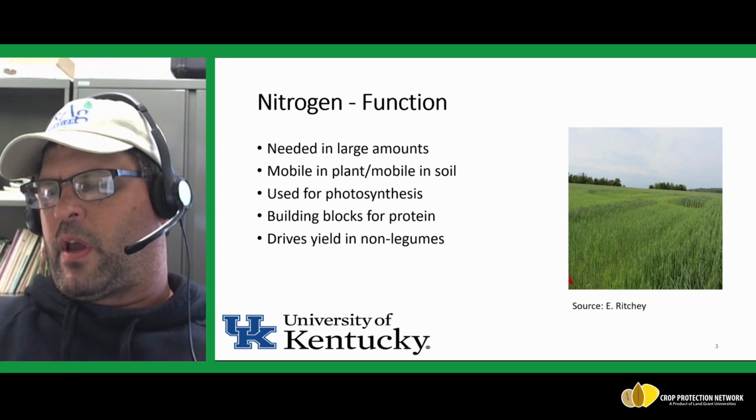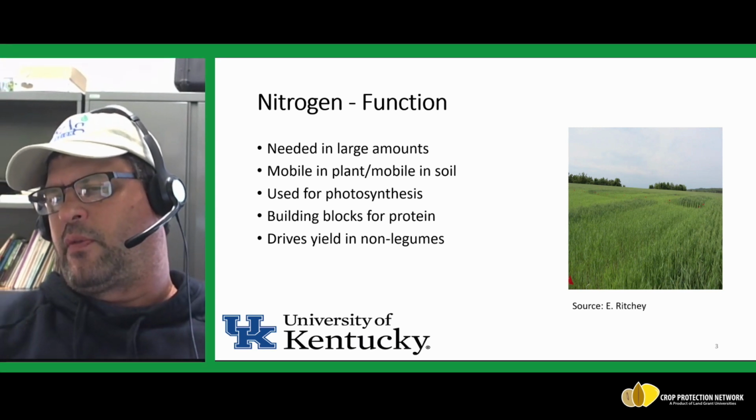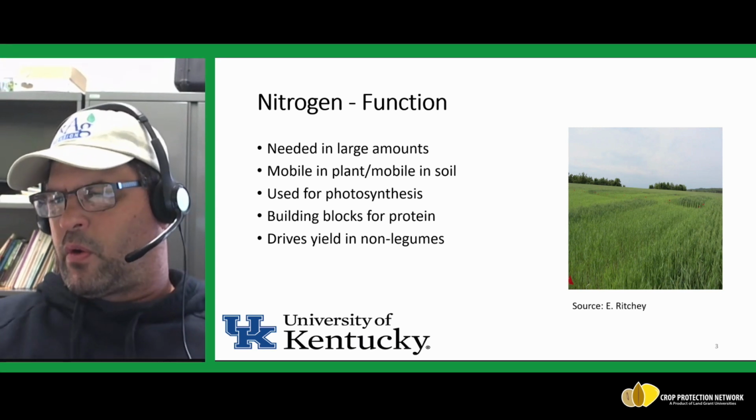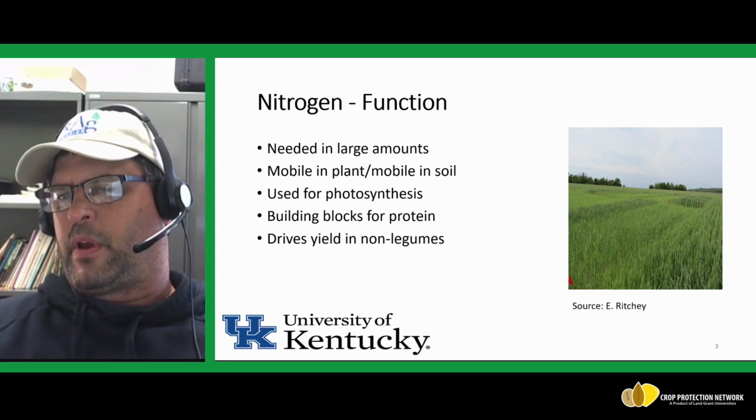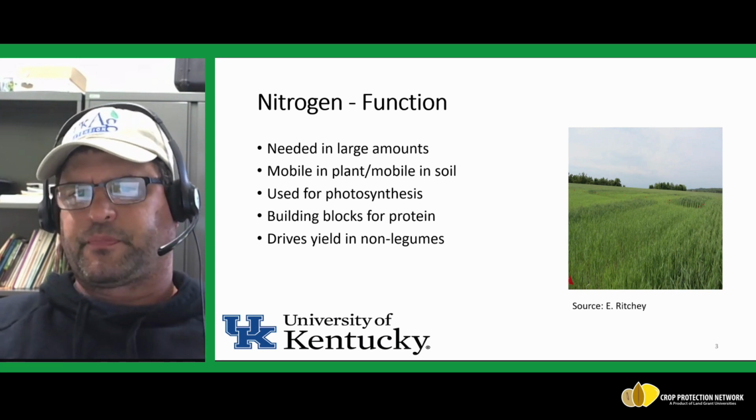You can look to the right. We have a wheat field with varying levels of nitrogen. Goes from dark green and tall to short and almost yellow, real pale. And that's just differences between nitrogen rates in the wheat.